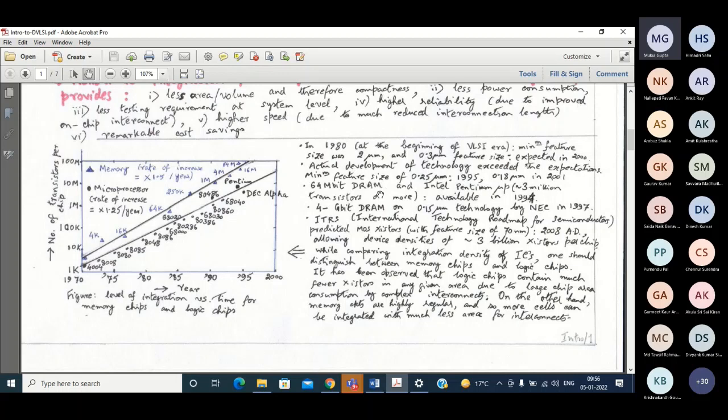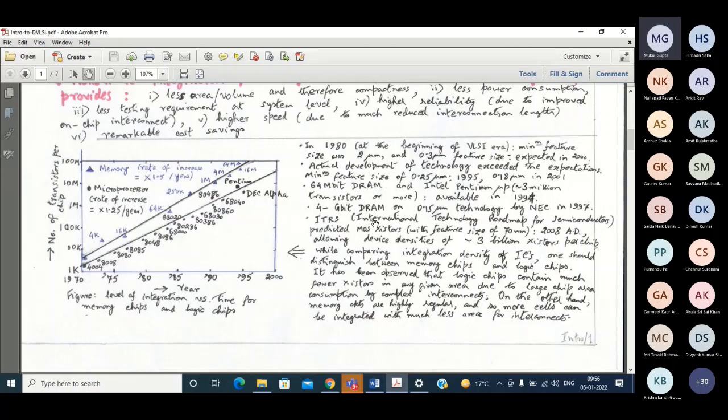So typical benchmark devices like 64 megabit dynamic RAM, Intel Pentium microprocessor, all of you have heard, nearly 3 billion transistors or more on a particular silicon chip. These were available in 1995, before the second millennium. Then in 1997, further progress for gigabit DRAM and 150 nanometer semiconductor technology by NEC, Nippon Electronic Corporation.